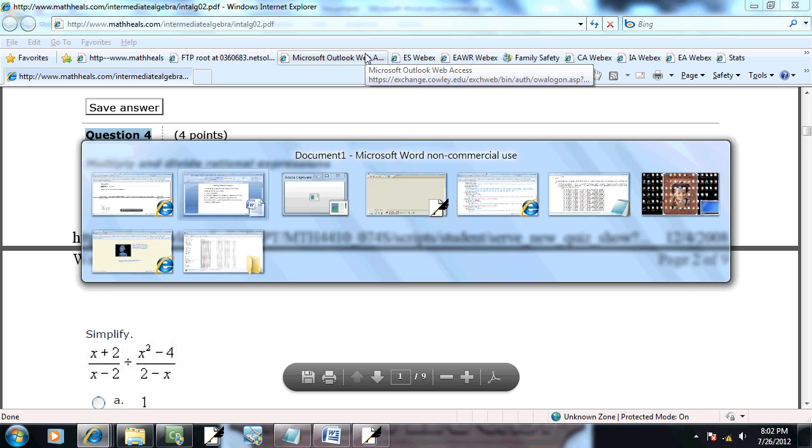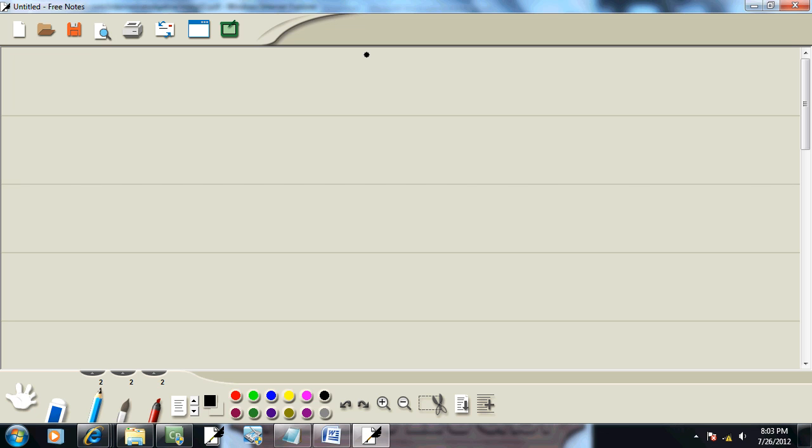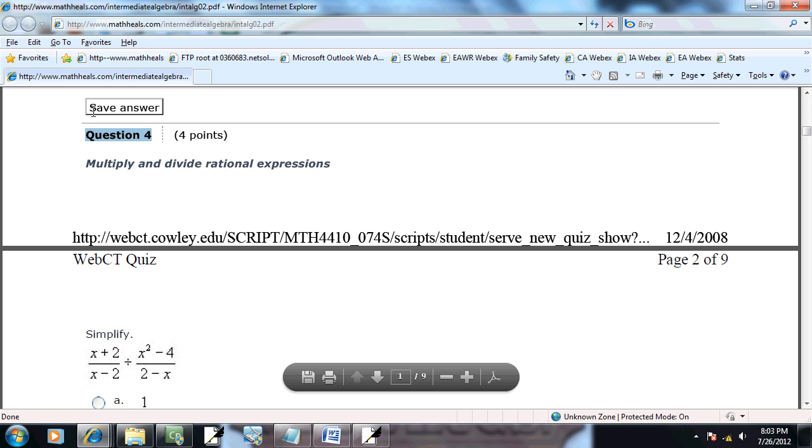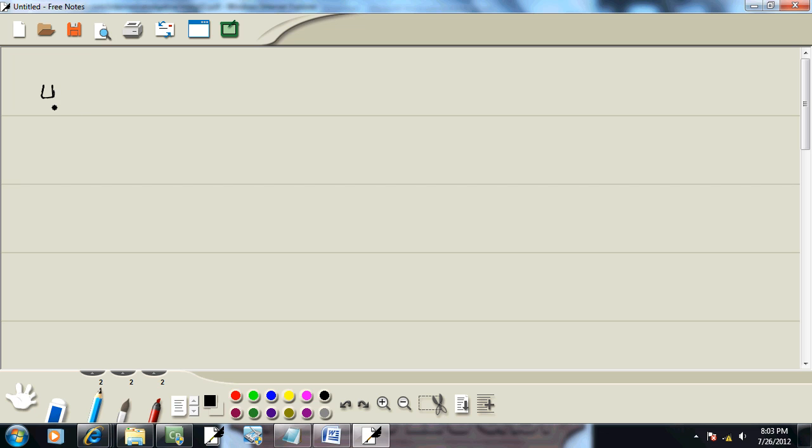So let's take a look at this problem. Now this problem is so simple that a lot of these steps we won't have to do, but let's see: x plus 2 over x minus 2 divided by x squared minus 4 over 2 minus x.